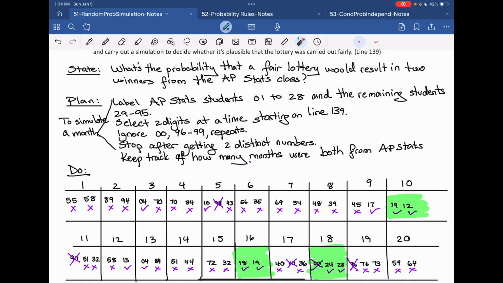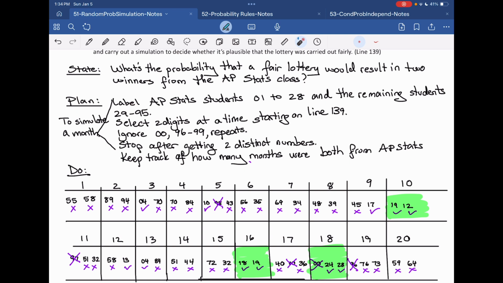So the stating part is you're going to state what you're trying to figure out. You're trying to figure out what's the probability that a fair lottery would result in 2 winners from AP Stats class. That's the question at hand. And planning it. So this part is the most difficult part, to come up with a plan for it.